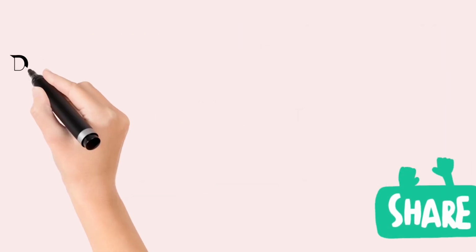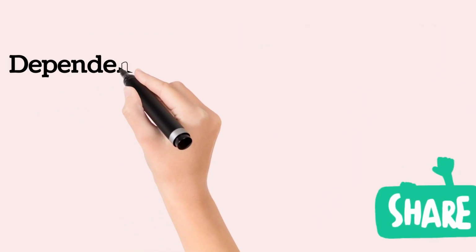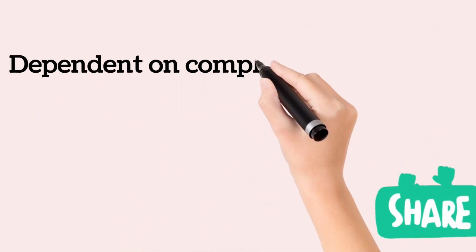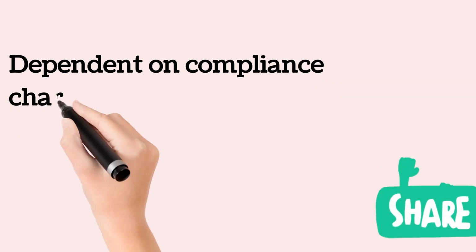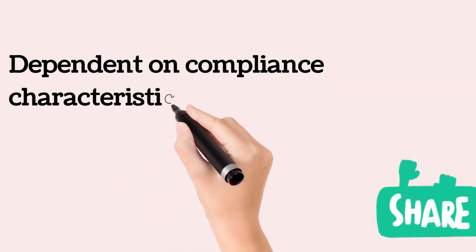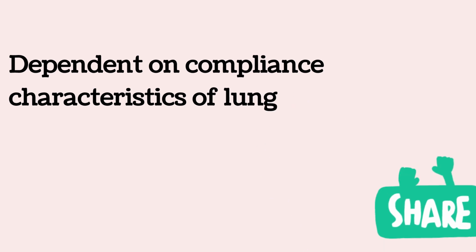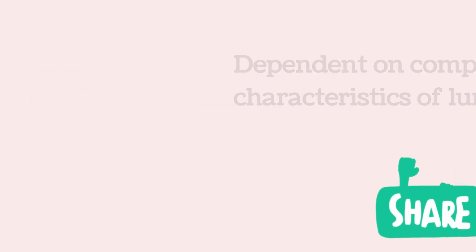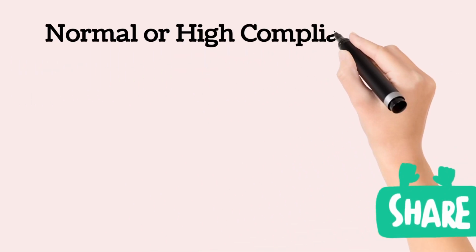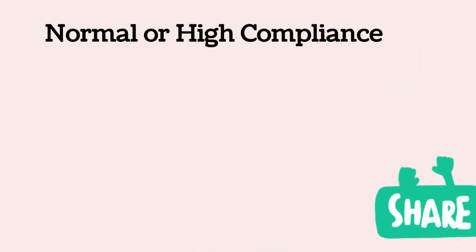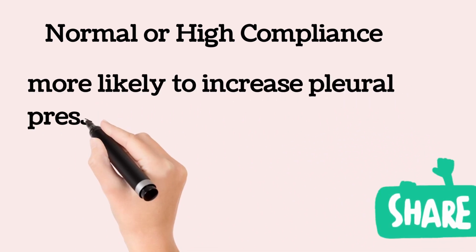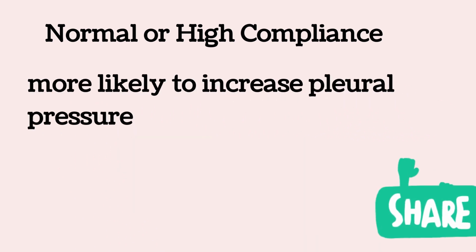A given amount of PEEP does not impede venous return to the same degree in different patients. If the patient has extremely low lung compliance, the airway pressure is less readily transmitted to the pleural pressure. In contrast, if the patient has normal or elevated lung compliance, the increased alveolar pressure due to the PEEP will more readily be transmitted into the pleural space.